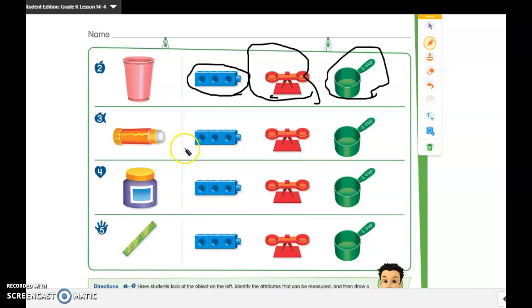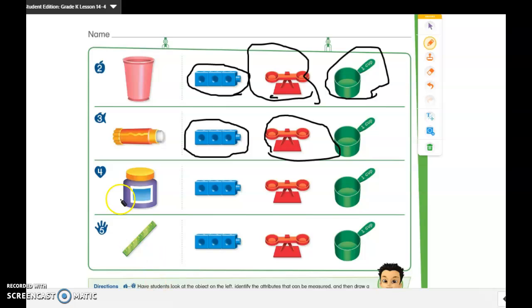All right, so I would say we can definitely lay it next to a cube train. We can definitely put it on a balance and see whether it is lighter or heavier than something. But we really can't squish it into a cup. There are too many parts of it that can't fill in a cup.